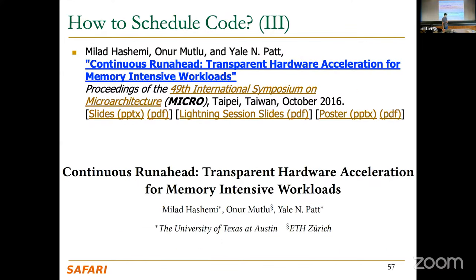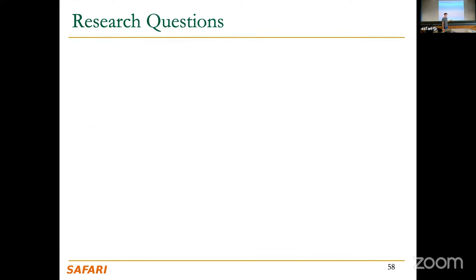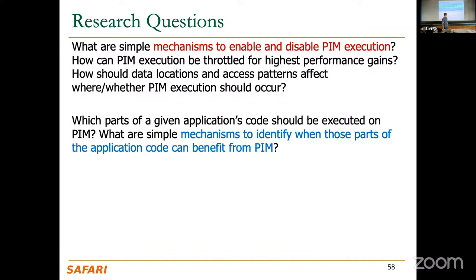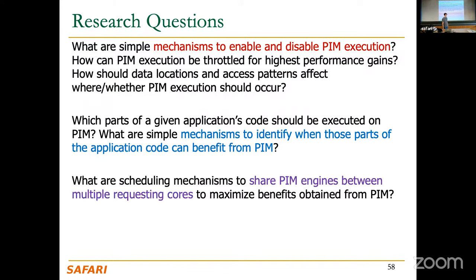And this is another example of that. And this is another one. But there are still research questions to answer, and these can inspire future research for sure. For example, what are simple mechanisms to enable and disable PIM execution, or how can PIM execution be throttled for highest performance gains? Not always good to use PIM, that's for sure. Or how should data locations and access patterns affect where or whether PIM execution should occur? More research questions: which parts of a given application's code should be executed on PIM? What are the mechanisms to identify those parts of the application that can benefit from PIM? Or what are scheduling mechanisms that can share PIM accelerators or PIM cores between multiple requesting cores to maximize the benefits obtained from PIM?